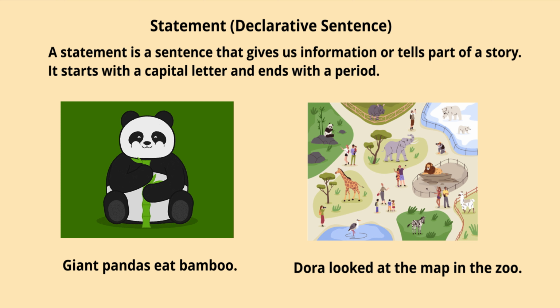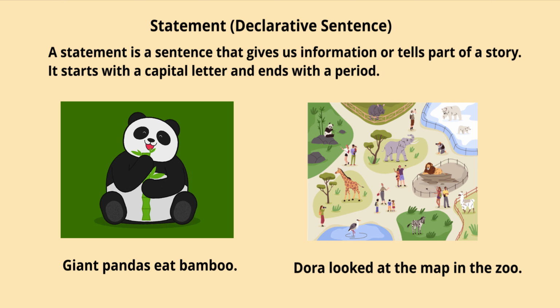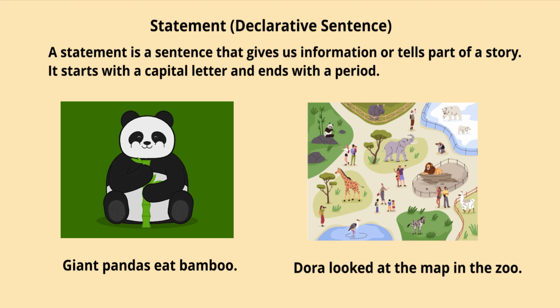In the second image, you see a map in the zoo, right? Dora looked at the map in the zoo. Here also you're giving information that Dora is looking at the map in the zoo. So this will be a statement. And it started off with a capital letter and ended with a period. So this is also a declarative sentence.